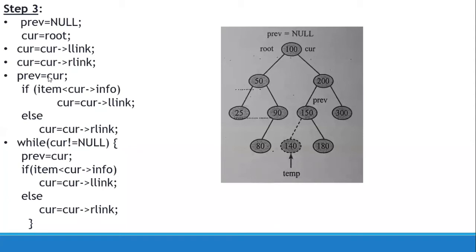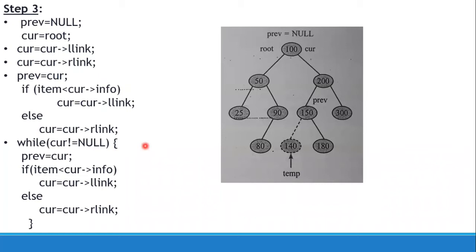Before updating current towards left or right, we save its address in previous, so that the pointer variable previous always points to the parent node of current. So the code is previous equals current. If item less than current of info, then current equals current of llink, else current equals current of rlink.